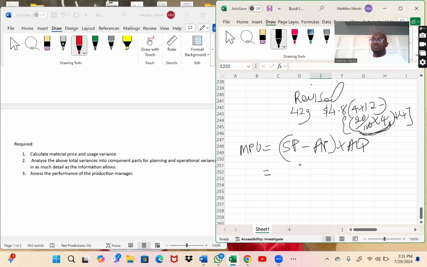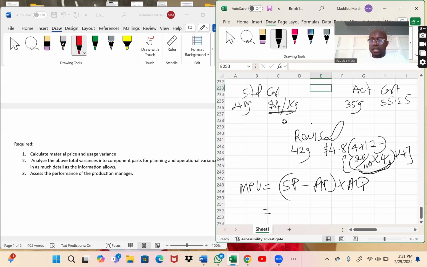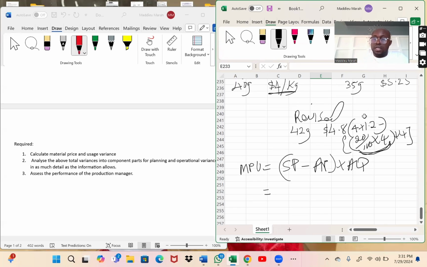So what's our standard price? Standard price 4, actual price 5.25, actual quantity 35 grams.